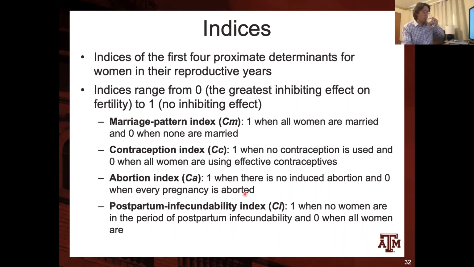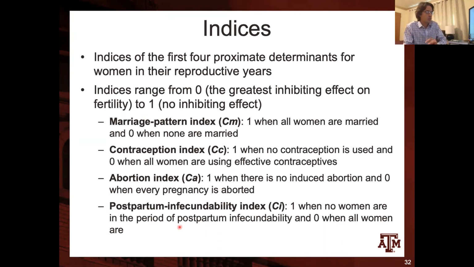Abortion index. 1, when there is no abortion, no induced abortion, no inhibiting effect on fertility, and 0, when every pregnancy is aborted. Of course, the numbers 1 and 0 are the extremes. You don't verify 1 and 0 in any society in any year. The numbers will be between 0 and 1. What I'm just showing here is what the extremes of each one of these indices are, which can vary from 0 to 1.